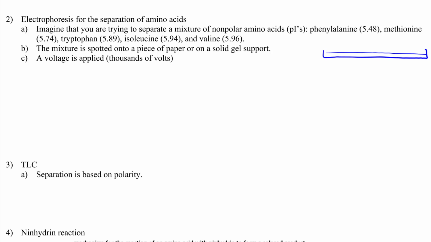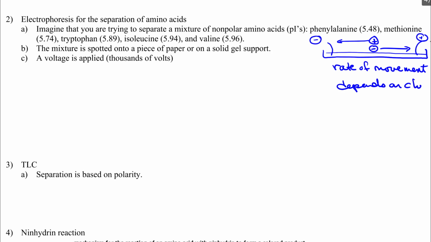Okay, so now we have a voltage, so we'll put a negative voltage electrode on this end and a positive electrode on this end. And in essence, what's going to happen is positive ions will move towards the negative, and then negative ions will move towards the positive. So over here I have positive ions and negative ions. They're going to go in opposite directions. And the rate and direction of movement depends on charge.